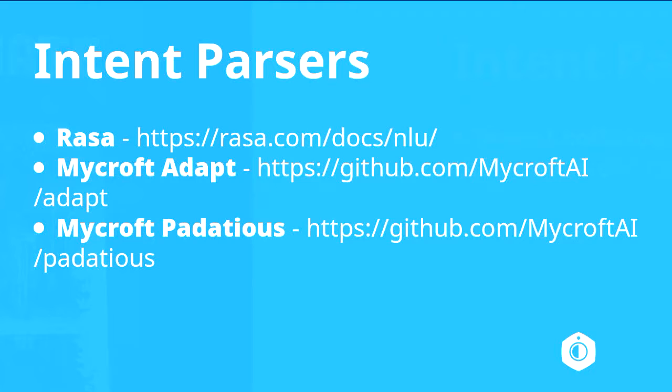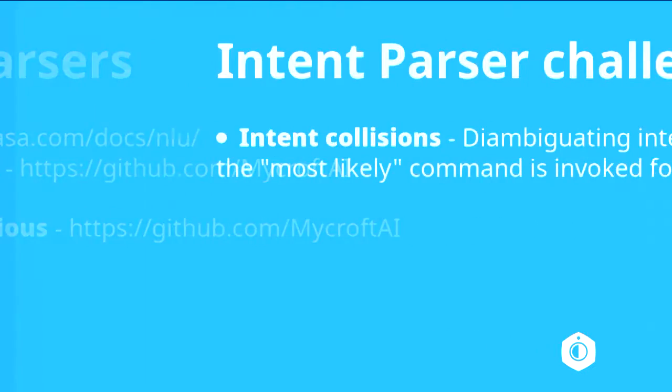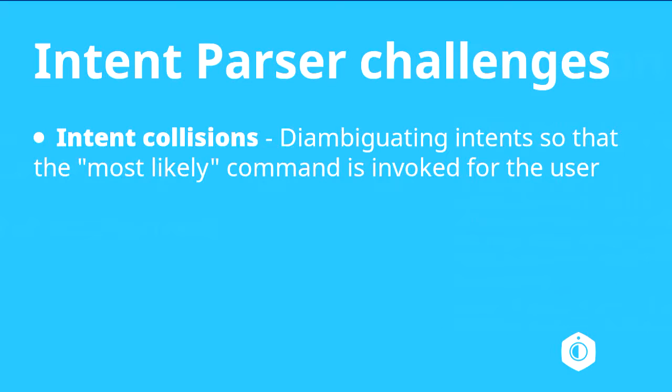Padatious uses things a little bit differently. It has something called an entity file, so you can give it examples of what the command is trying to do, and it learns from those examples. So it's less bag of keywords and much more example-driven. But we have a key issue with intent parsers as well. We often get ambiguous intent.